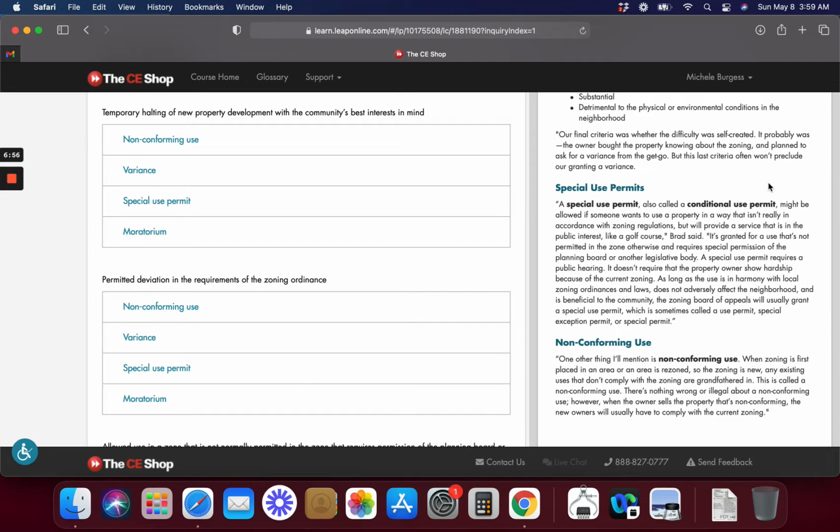One thing I'll mention is the non-conforming use. When zoning is first placed in an area, an existing use that doesn't comply with the zoning is grandfathered in. This is called a non-conforming use. And the new owners will usually have to comply with the current zoning.